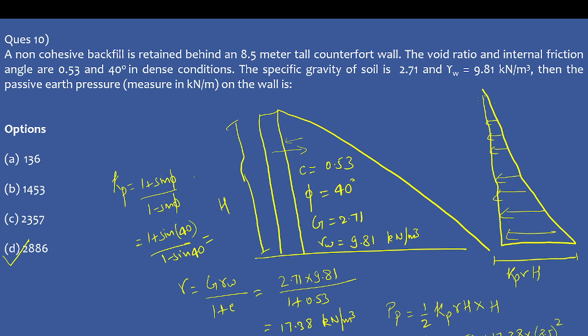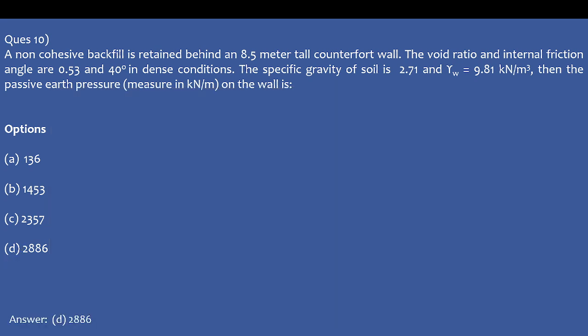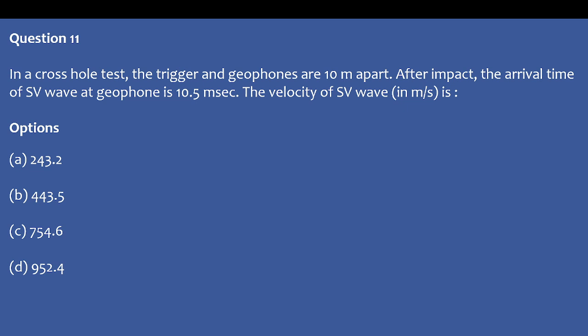So this is your answer, which is 2881.84 kilonewton per meter, which is closer to 2886. Moving to question number 11. You have been asked: in a crosshole test, the trigger and the geophones are 10 meters apart. After the impact, the arrival time of the SV wave at the geophone is 10.5 milliseconds. What is the velocity of the SV wave?